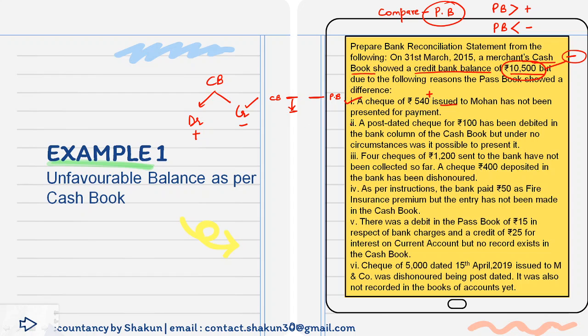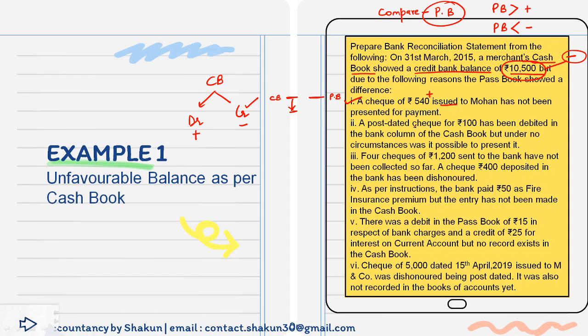Okay. Second transaction. A post-dated check for 100 has been debited in the bank column of cash book, but under no circumstances was it possible to present it. What does this mean? See, children usually get confused here whether it is a check received or a check paid. How can you know that?